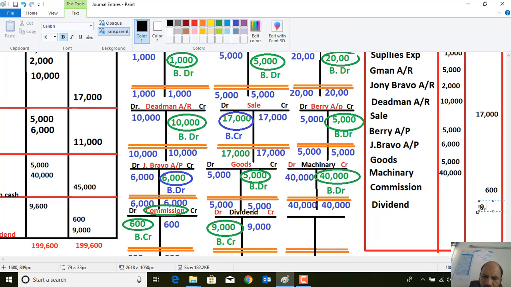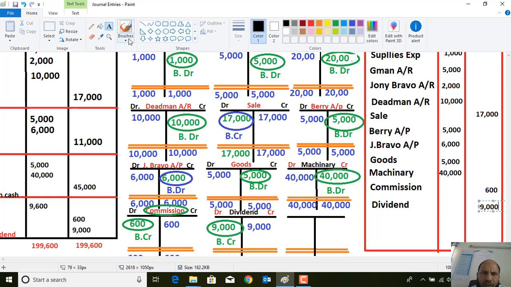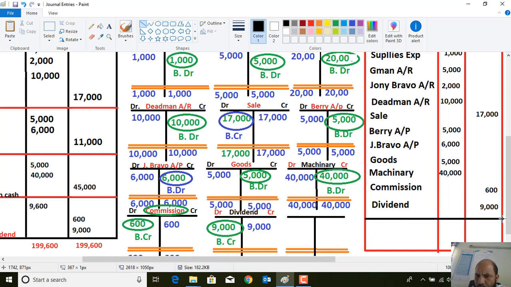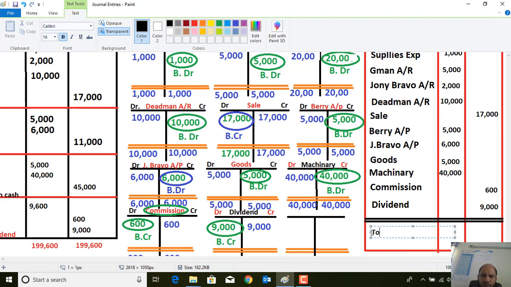So I will write down over here 9,000 rupees as a credit balance. At the end, you will add all of these accounts, and if both sides are equal, this means that the ledger accounts have been correctly recorded and posted. If there is a mistake, you should go back and check all of your accounts, all of the money that you have added.